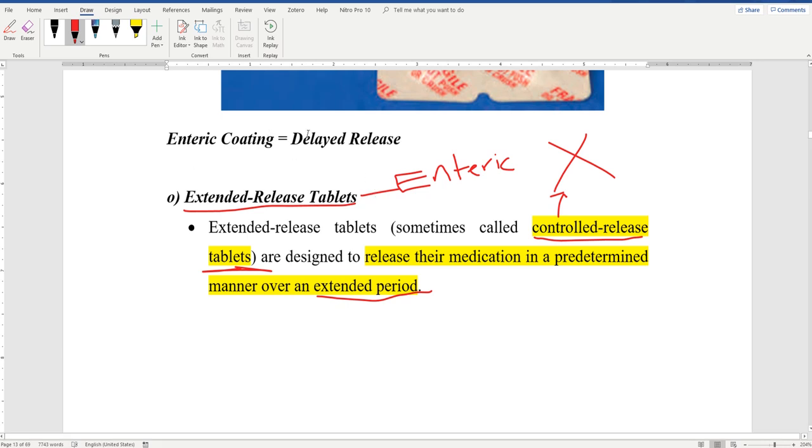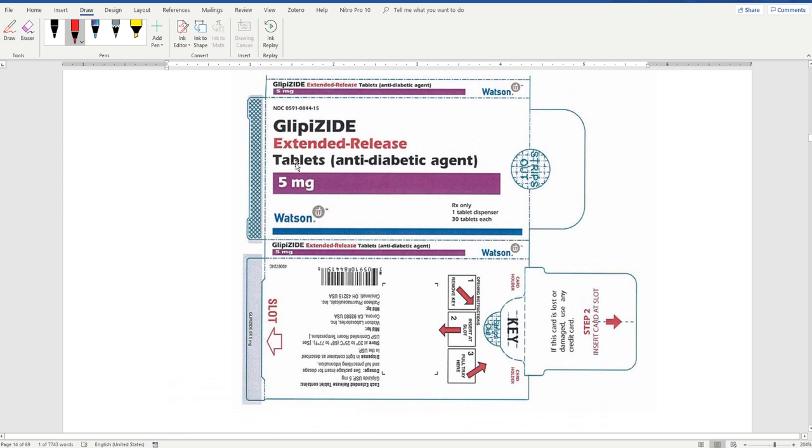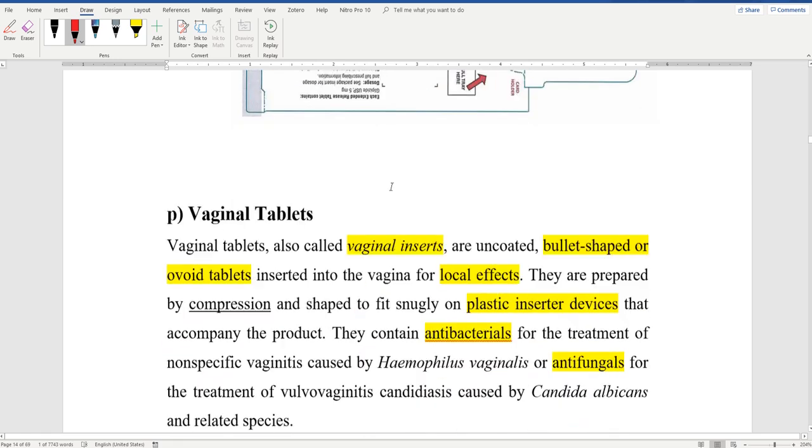It's delayed. ليش delayed? Because I do not allow the drug to be released immediately in the stomach, but I design it or I enteric coat it so that it gets released when? في الintestine. فهي delayed. I'm delaying that. Okay? طبعا here you have an example of glipizide extended release tablets تستخدم في type 2 diabetic patients.